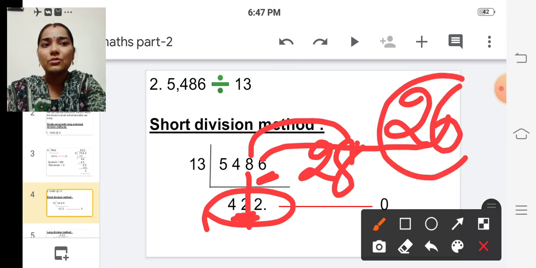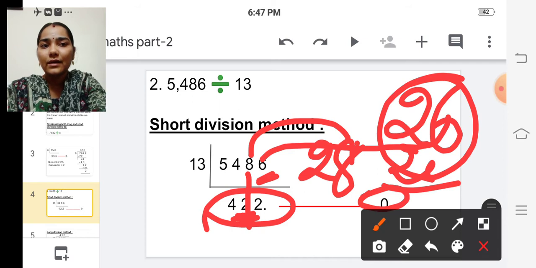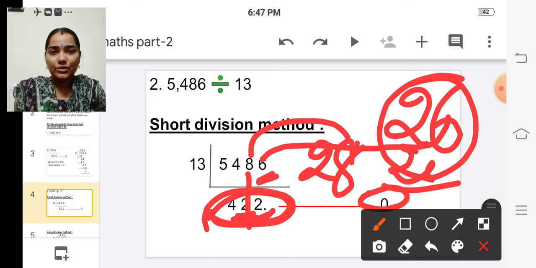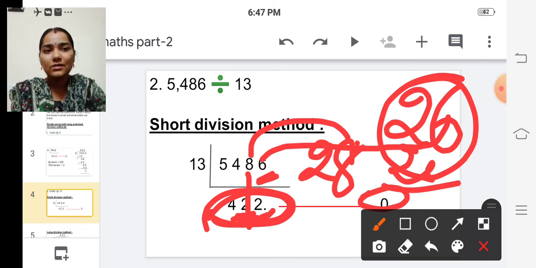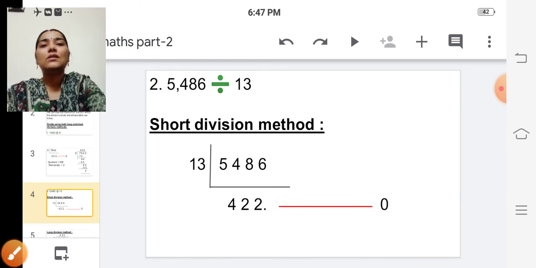So the number becomes 26. Again 13 2s are 26. So 26 minus 26 is 0. So 0 is the remainder, and we have to put this 2 here. So the quotient is 422. Is it clear, children? Yes. So next one is long division method.